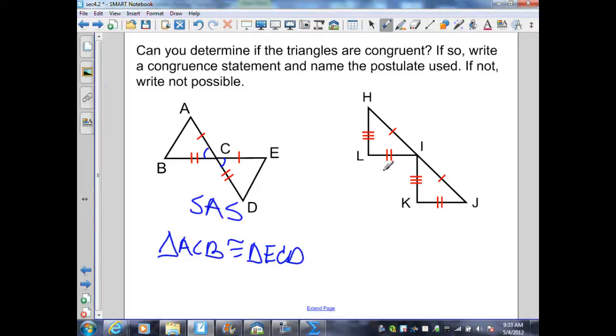On this triangle, I already can identify side, side, side because I have a single, a double, triple, and a single, double, triple. Therefore, these two triangles are congruent by side, side, side. And I'm going to go in that order, single, double, triple, which would be HIL is congruent to triangle, single, double, triple, IJK.